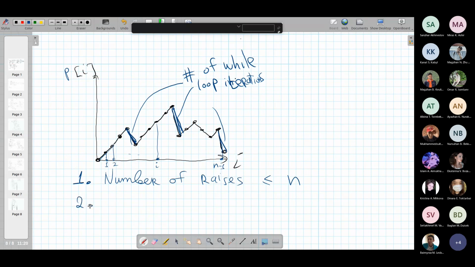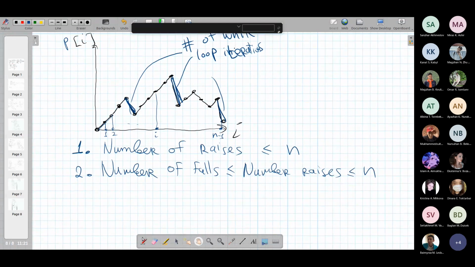That's clear. Second, the number of falls is not more than the number of raises. Because the prefix function cannot be less than 0, we cannot fall more than we rise. So the number of falls is not more than n, bounded by n.